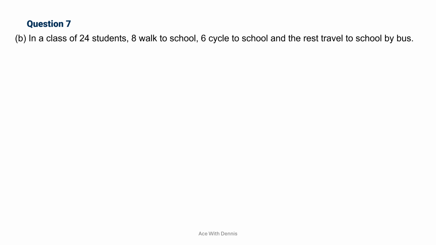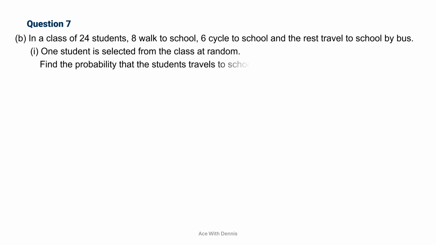B. In a class of 24 students, 8 walk to school, 6 cycle to school, and the rest travel to school by bus. 1. One student is selected from the class at random. Find the probability that the student travels to school by bus.